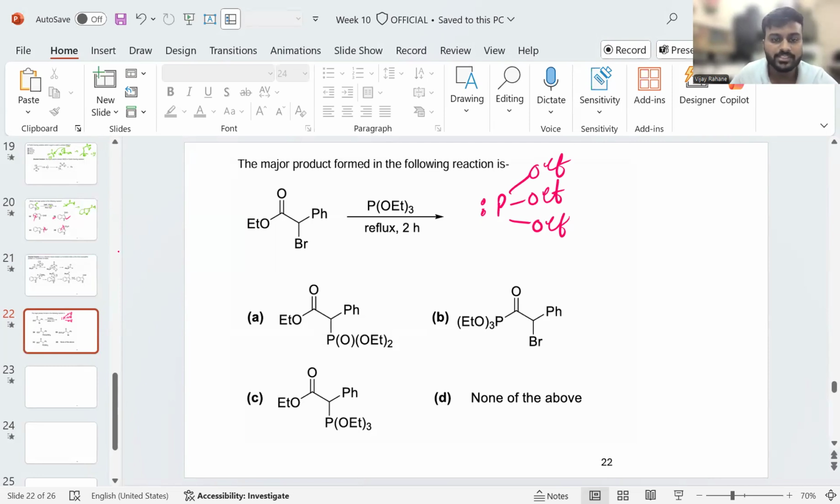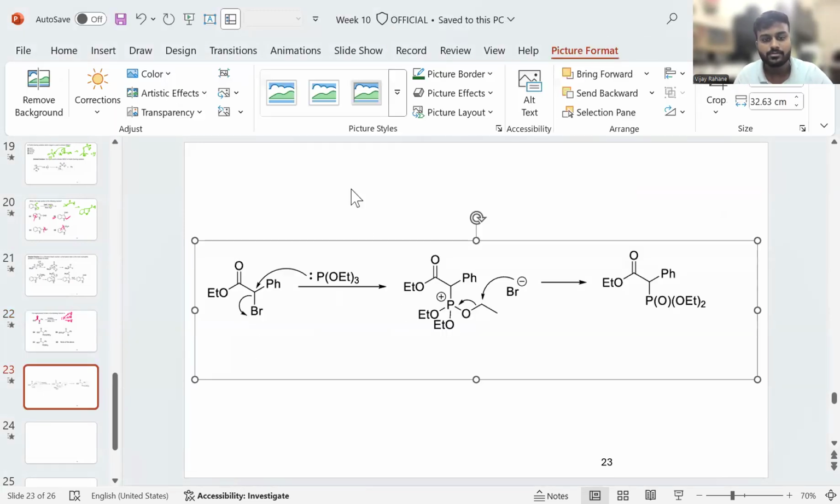If you look at the electrophilic center, the C-Br bond is electrophilic, there is also the C double bond O, and there is the ester. So there are two centers on which the attack can be feasible. So where does the attack take place? This attack takes place on this bromo part. Sorry, the C-Br bond. So this is the mechanism.